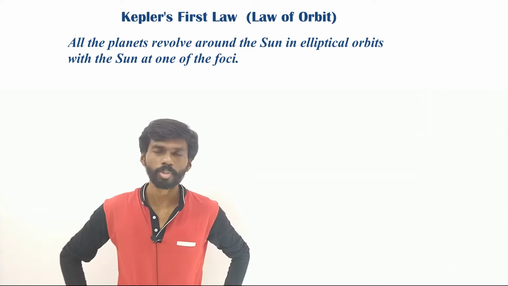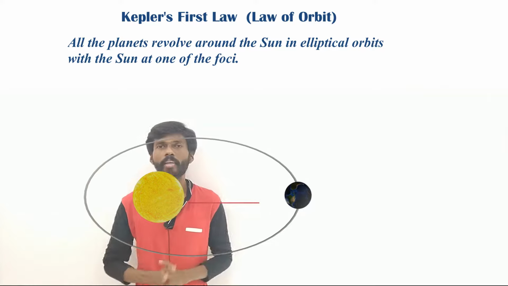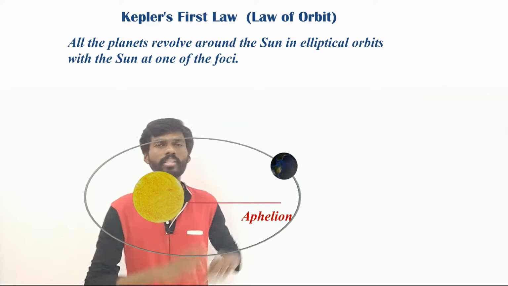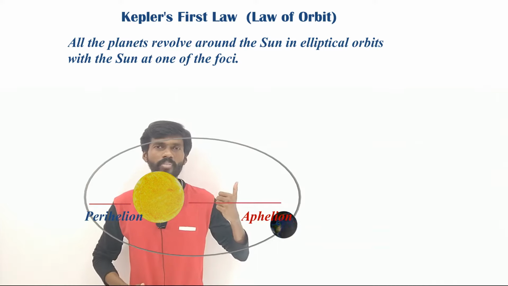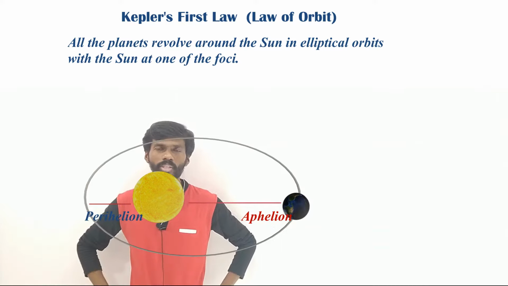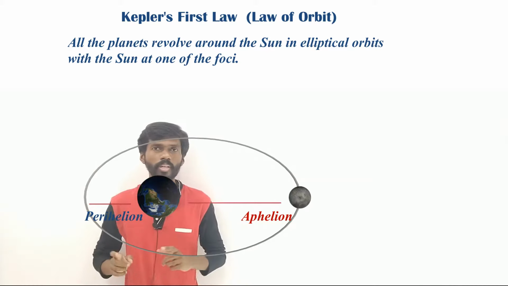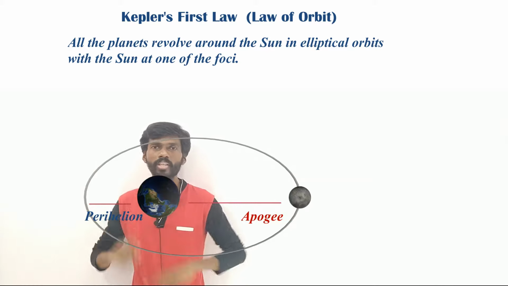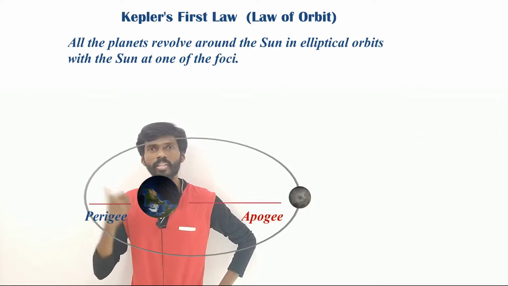There are certain terms you should be familiar with here. The farthest point on the orbit from the Sun is called aphelion. Sometimes we refer to the distance as aphelion. Similarly, the closest point is called perihelion. If you consider an object like the moon revolving around the planet Earth, the same terms are referred to as apogee and perigee. So apogee or aphelion is the farthest point, perigee or perihelion is the closest point.